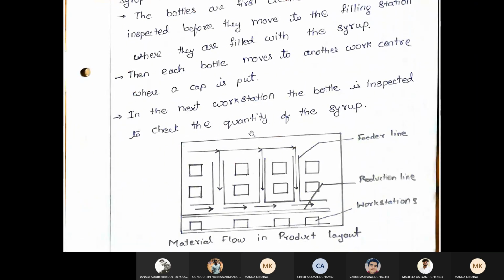Here you can see the product layout. This is one product. This is one product. This is for one other product. This is one for another product. So it will be moving according to the operation that is required. Suppose for this product only two operations are required. For this another two operations, and for this another two operations. So the equipment is arranged in this way.